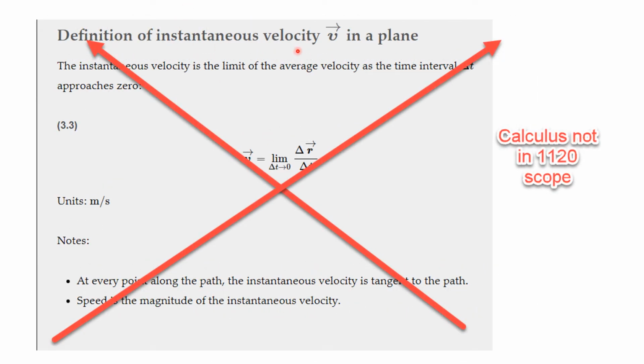We are not going to be talking about instantaneous velocities in this course, at least any more than just as a concept, because that involves the math subject called calculus, and that's not in the Math 1120 scope. So we're not going to be talking about instantaneous velocity other than as a concept.